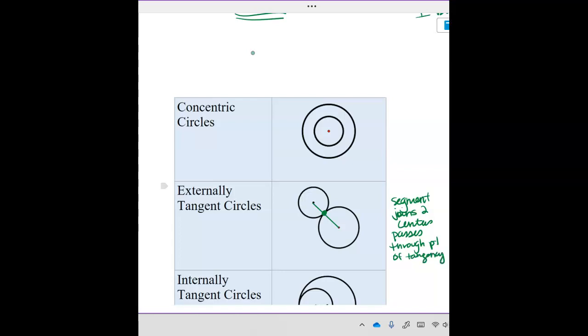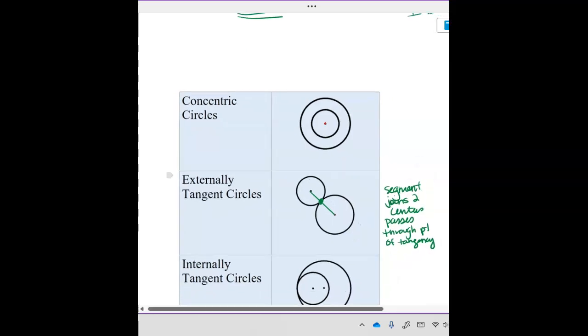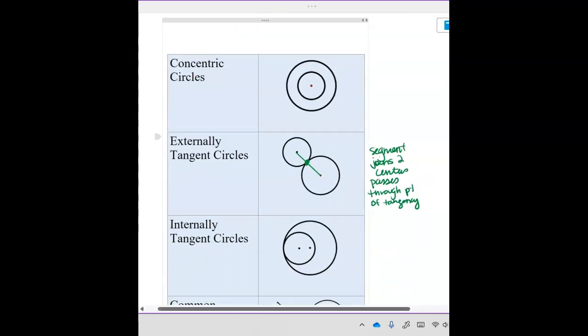So we can see the point of tangency right there between the circles, and then the segment that joins the center passes through that point of tangency.